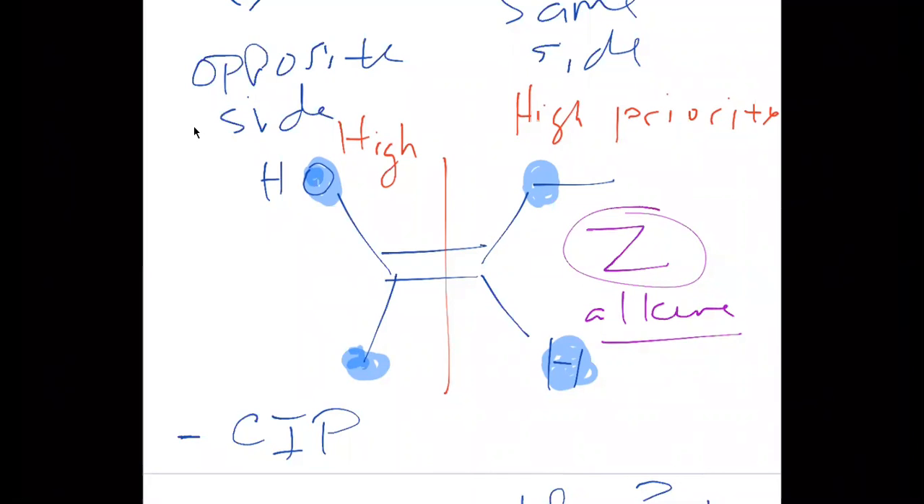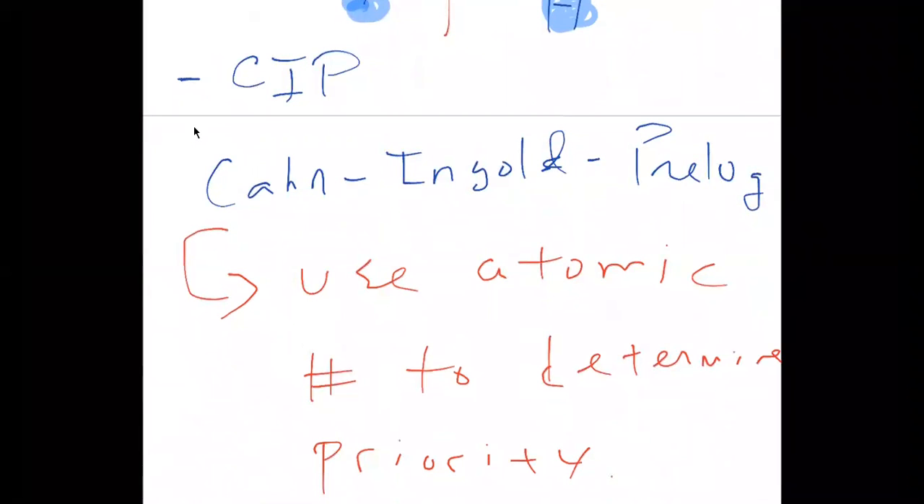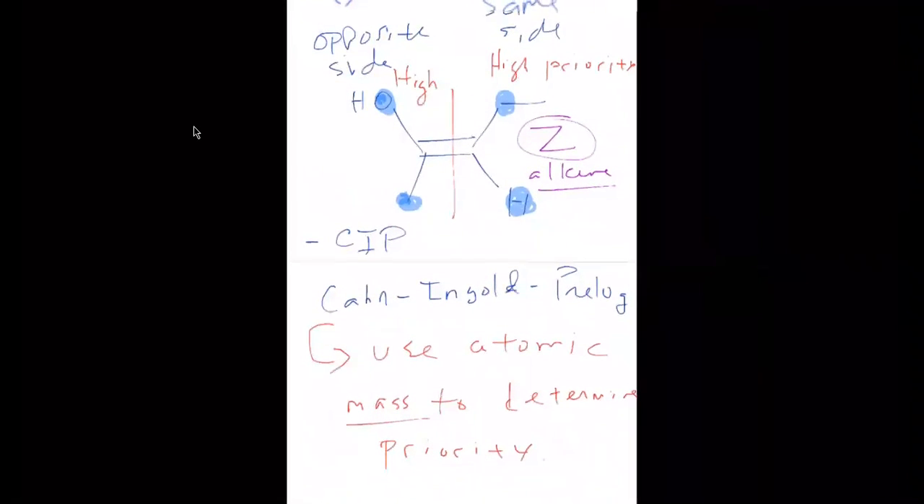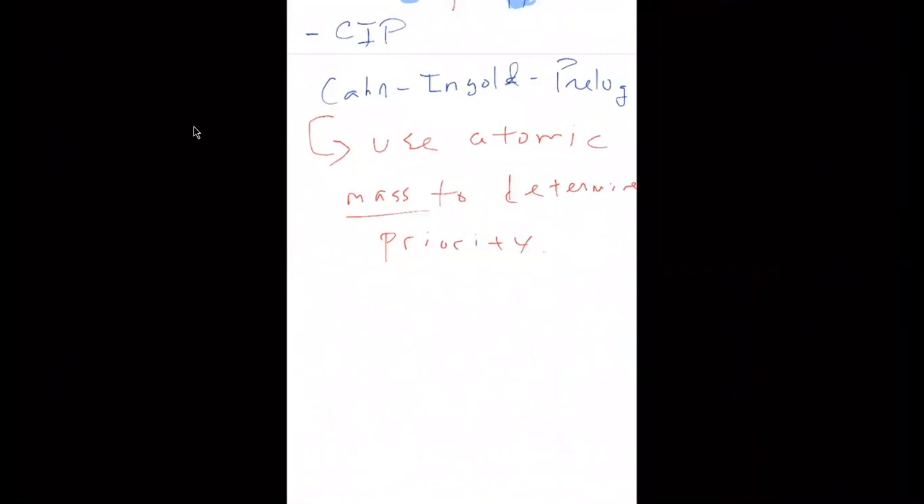And how did you determine it was high priority again? Use the atomic mass. I put atomic number down here, but it's interchangeable. You can use the atomic number or the atomic mass. All right, so we took that same example, but we changed the stereochemistry and put the OH down here.